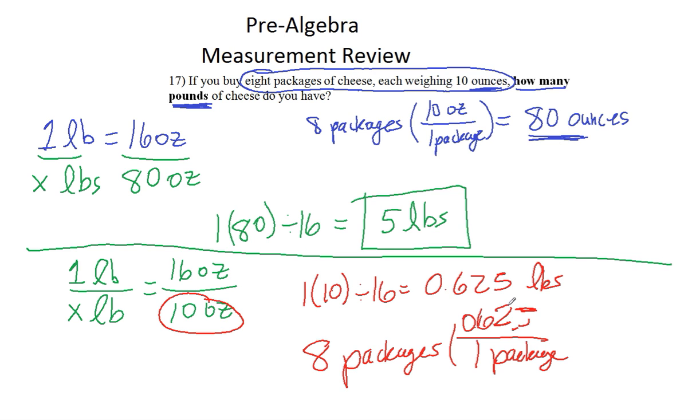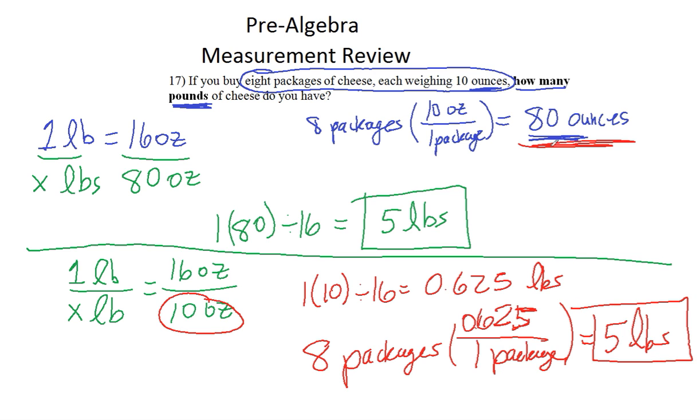You can't see my 625. That's a little bit better. But you would come up with the same thing. You would get 5 pounds as your final answer. So whether you get 80 ounces total first, when you do all 8 packages, or you start with one package and you say one package is 0.625, either way, at some point you're going to multiply by 8, and your final answer would be 5 pounds.